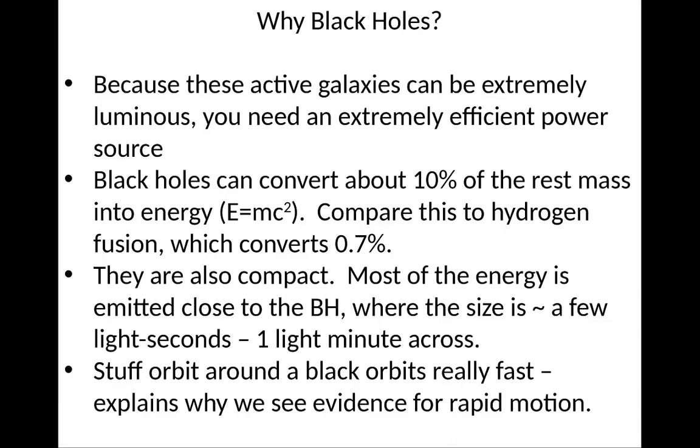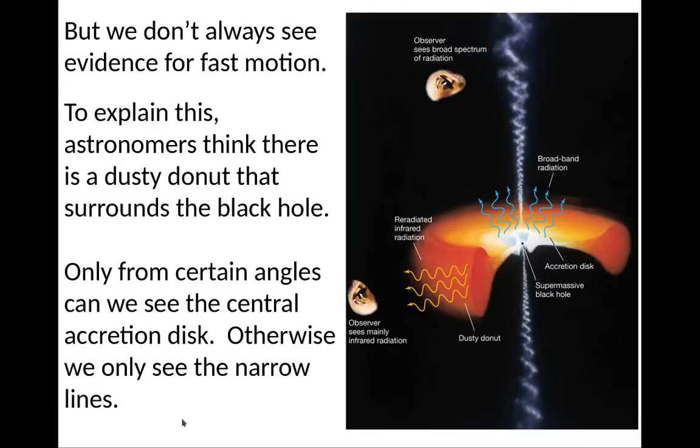They're also very compact. Most of the light is made close to the black hole, where the light source size is basically a few light seconds or maybe 1 light minute across. And stuff orbits around the black hole really fast, so it explains why we see evidence for rapid motion.